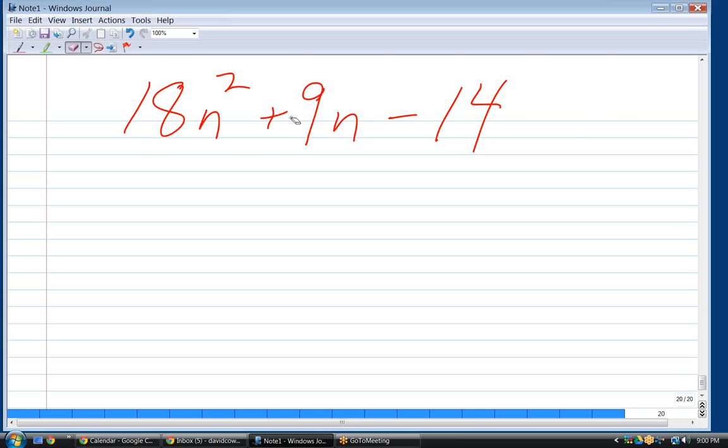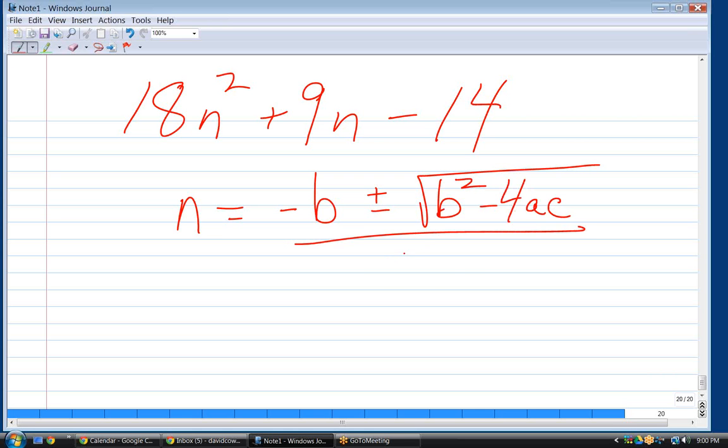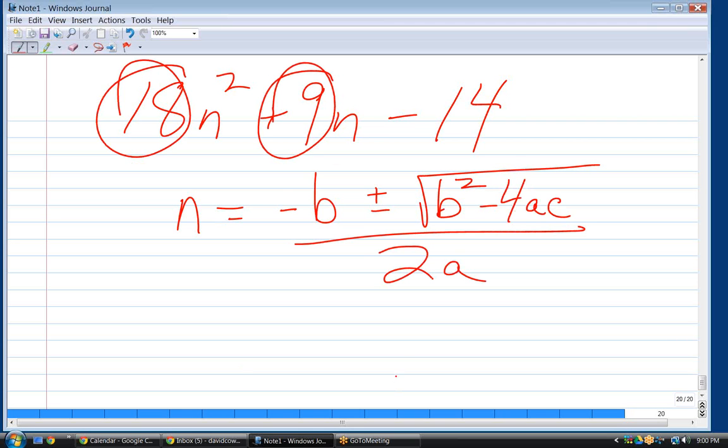If you have a quadratic that does not factor, the solution of last resort is to use this quadratic formula. And I'll just write it, just so you'll get a little bit of familiarity with it. This is called the quadratic formula. A is this coefficient, B is that coefficient, and C is that coefficient. Well, we know that the coefficients are A, B, and C.